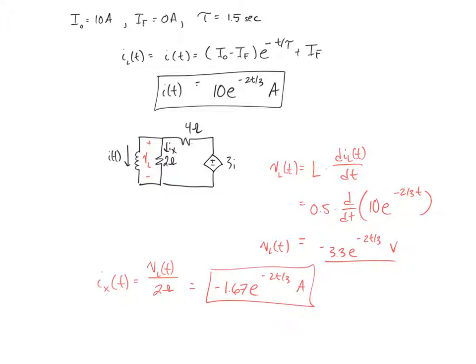So we found that the inductor current was 10 e to the minus 2t over 3, and the current through the 2 ohm resistor is negative 1.67 e to the minus 2t over 3. Likewise, from this, if you wanted to simply find the current through the 4 ohm resistor and dependent voltage source, you could do so by just performing a KCL expression. You know 2 out of the 3 currents.